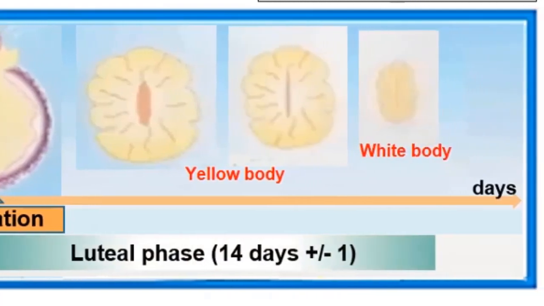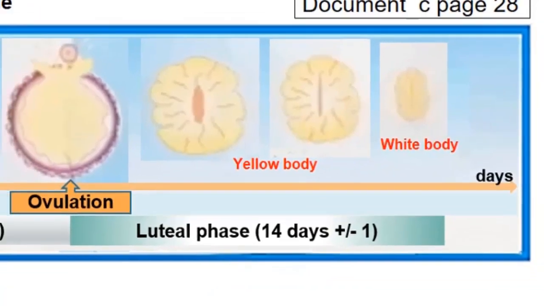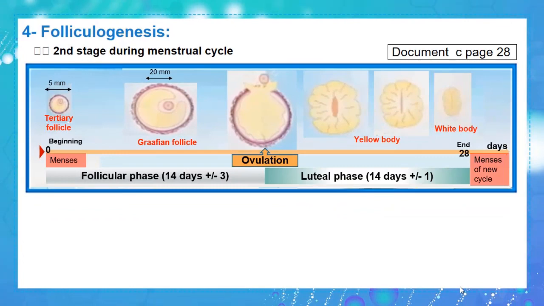The ruptured follicle in the ovary turns into a luteal body, or yellow body, that degenerates after 14 days. Once the yellow body in the ovary degenerates, the female experiences menses, which is the bleeding discharged from her uterus. Menses marks the beginning of a new cycle where the events shown in the figure are repeated again.